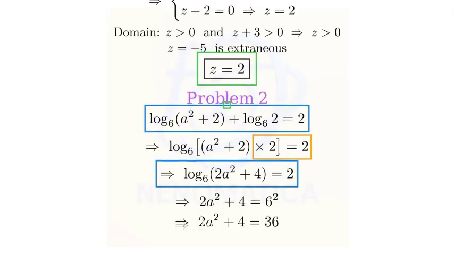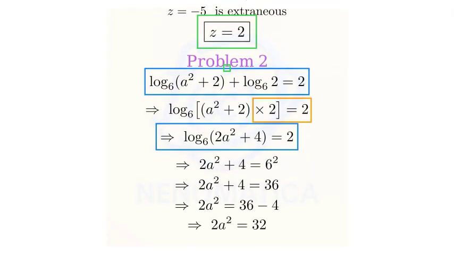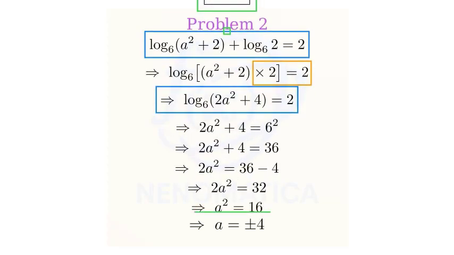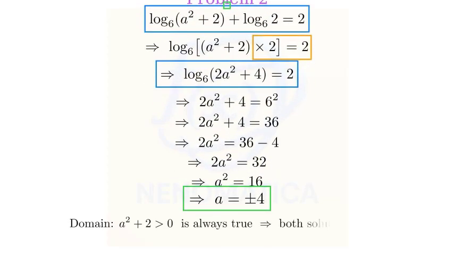Step 5. Subtract 4 on both sides to isolate the a squared term. Step 6. Divide by 2 to get a squared equals 16. Step 7. Take square roots, a equals plus or minus 4. Check the domain. The argument a squared plus 2 is always positive, so both values are acceptable.